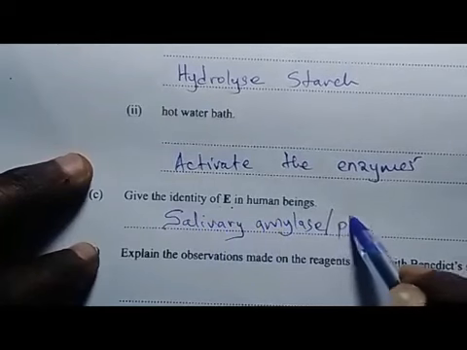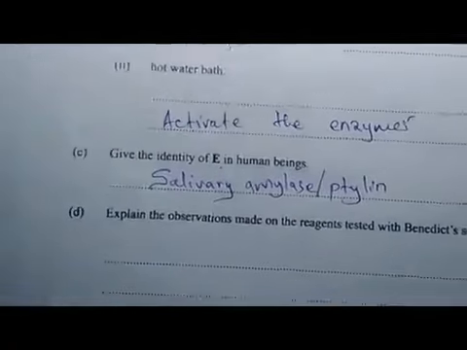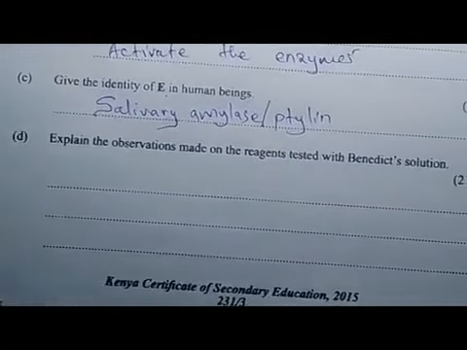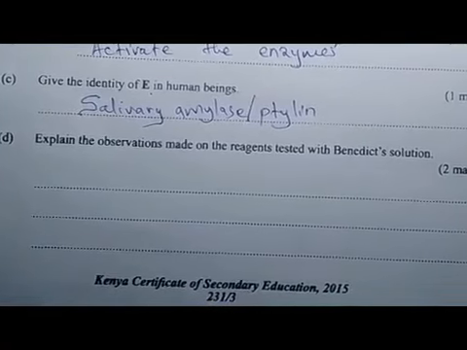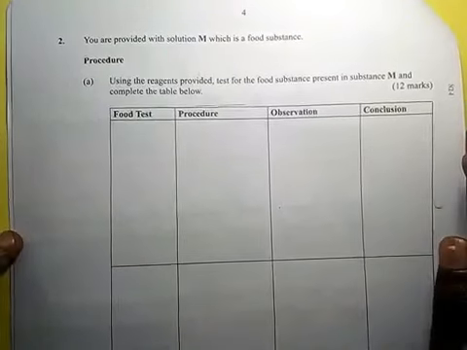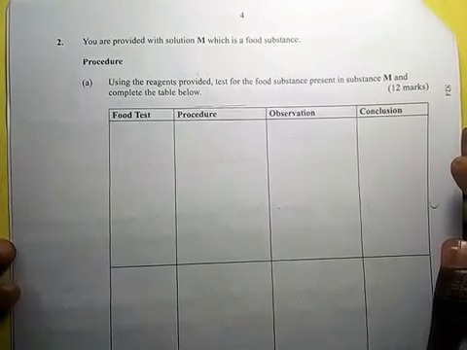Or ptyalin. Now D. Explain the observation on the reagent tested with Benedict solution. And 2, you are provided with solution M, which is the food substance.